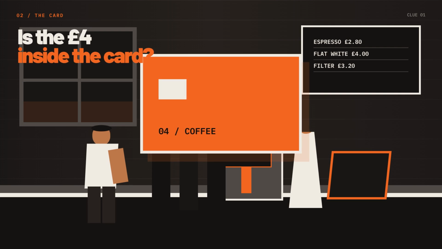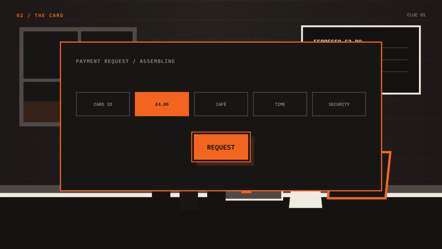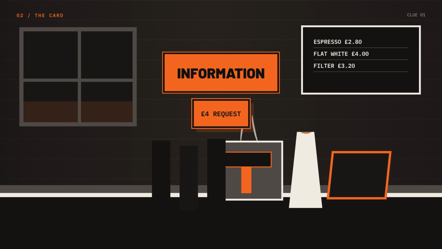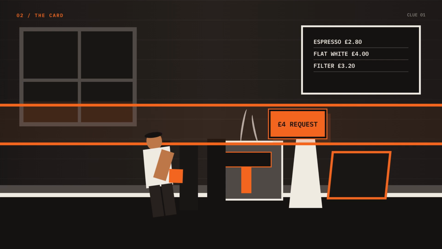First, the card is not a tiny wallet. Shake it and no coins fall out. Instead, it provides information that lets a payment request begin. An identifier, the £4 amount, the merchant, the time, and security information. Those details are stamped onto one packet. The card carried information, not cash. The terminal also supplies the transaction's local context, and that packet now needs somewhere to go.